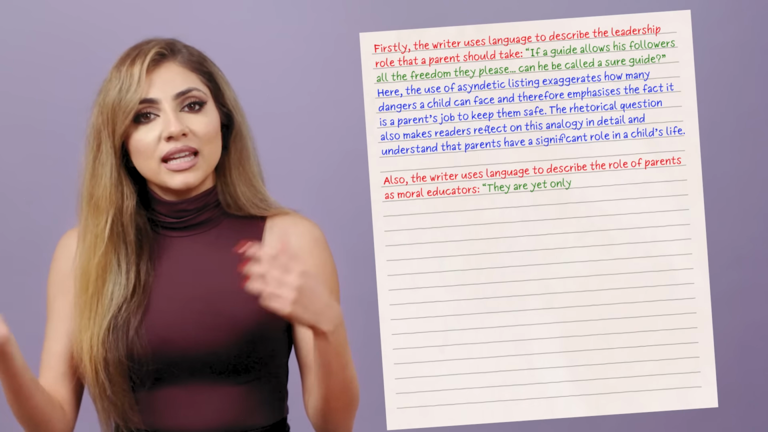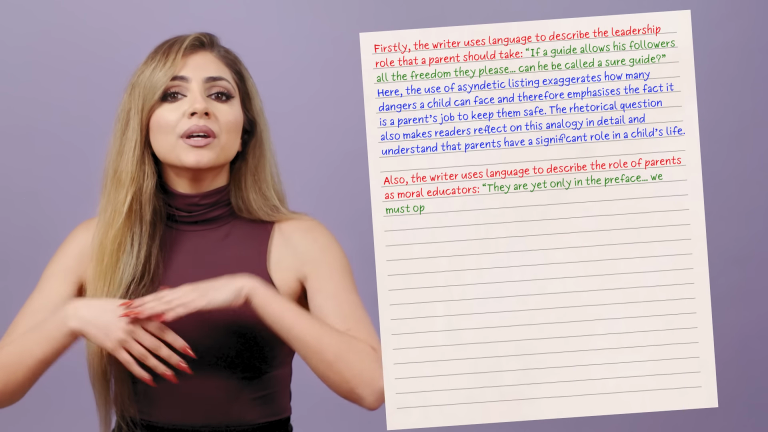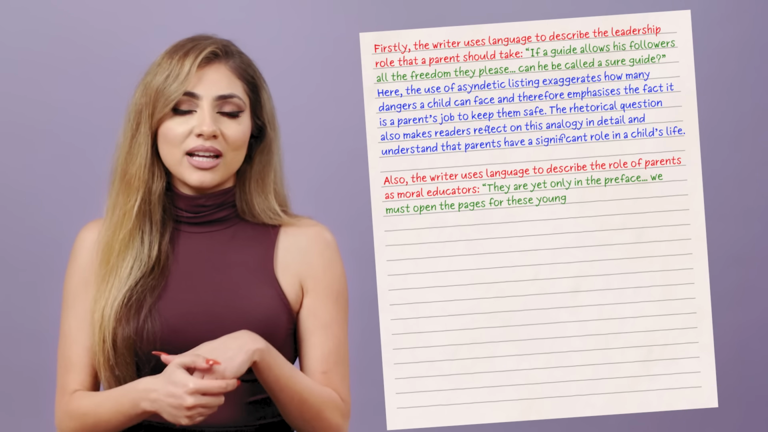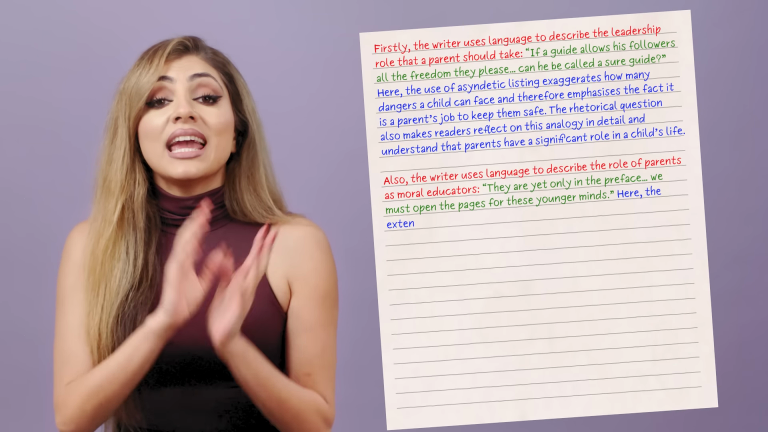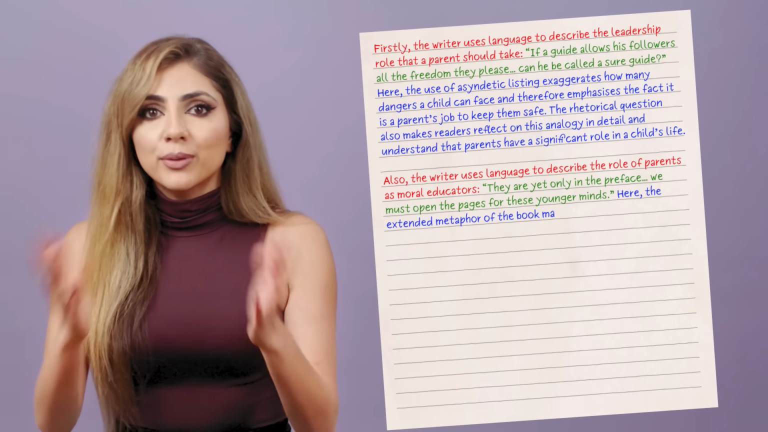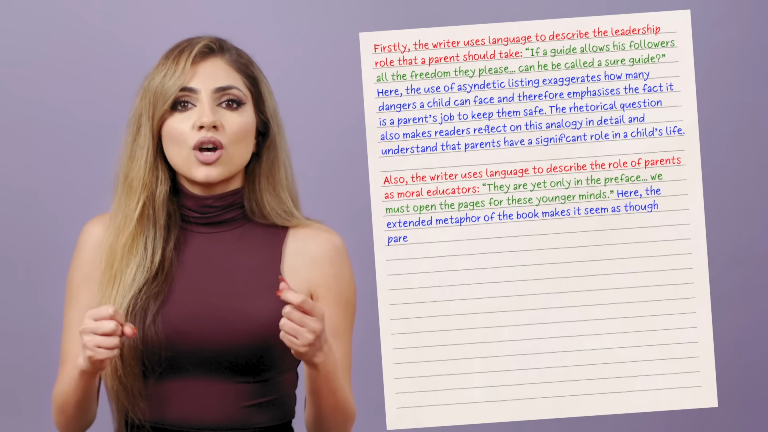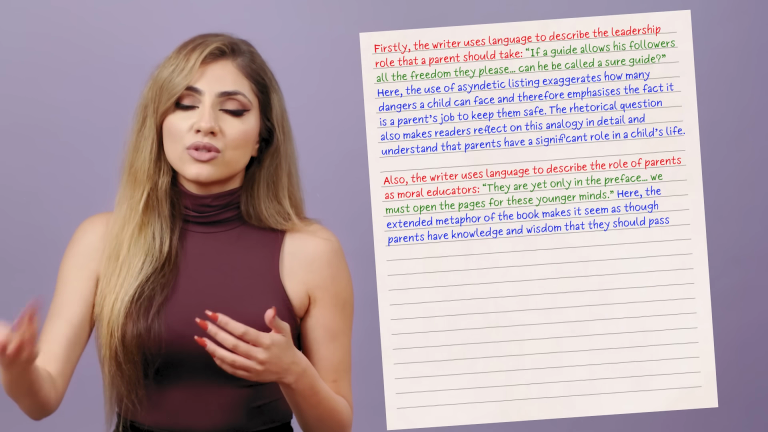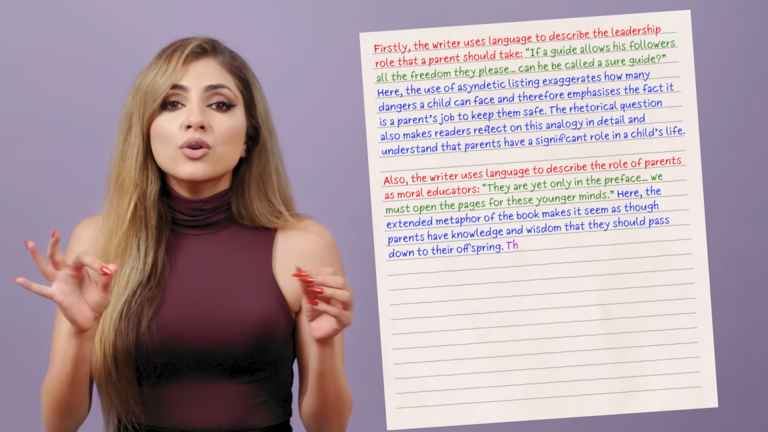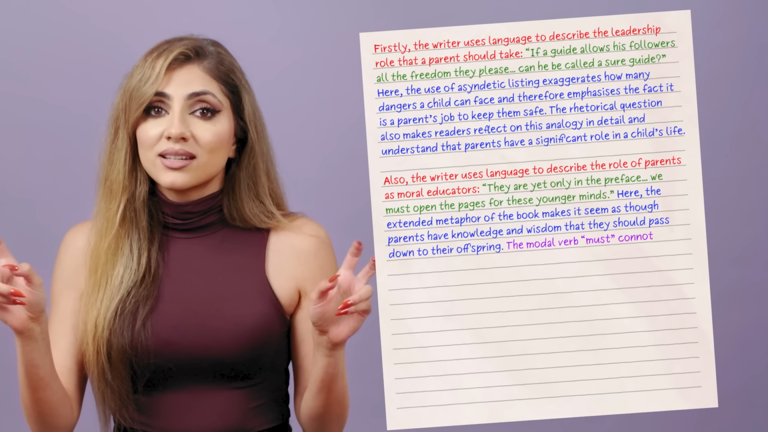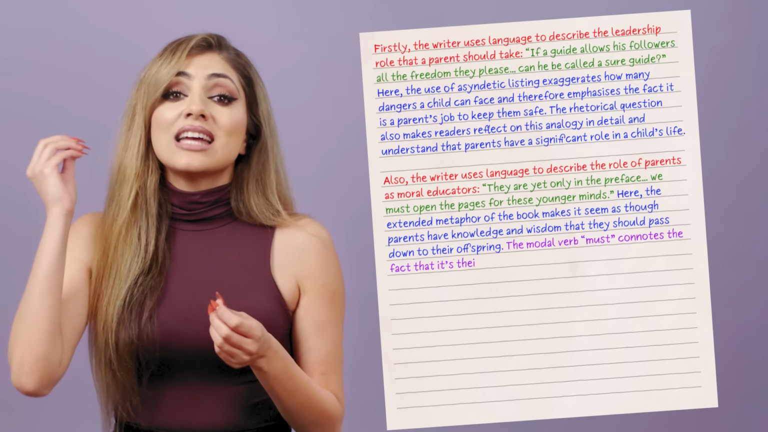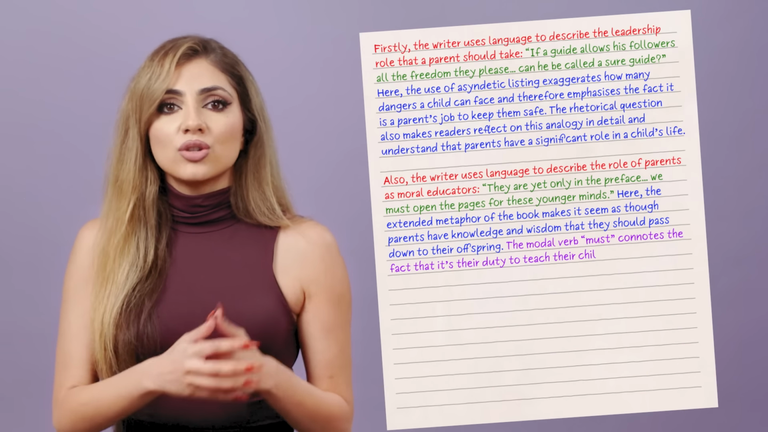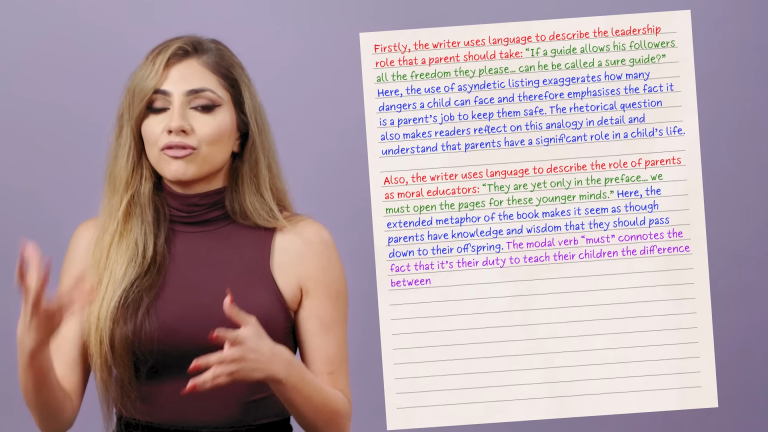Also, the writer uses language to describe the role of parents as moral educators. "They are yet only in the preface. We must open the pages for these younger minds." Here, the extended metaphor of the book makes it seem as though parents have knowledge and wisdom that they should pass down to their offspring. The modal verb "must" connotes the fact that it's their duty to teach their children the difference between right and wrong.